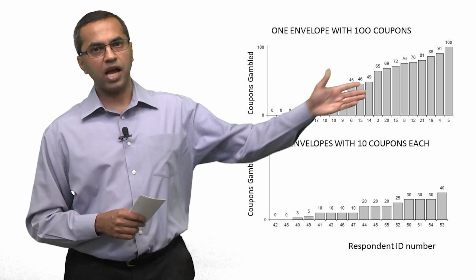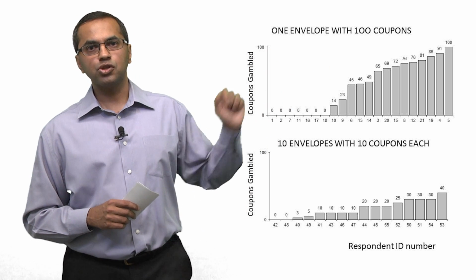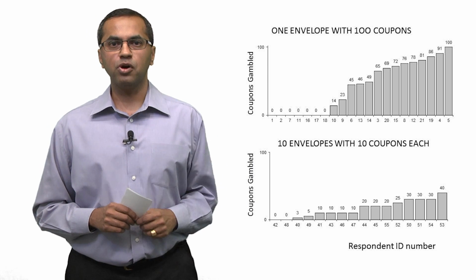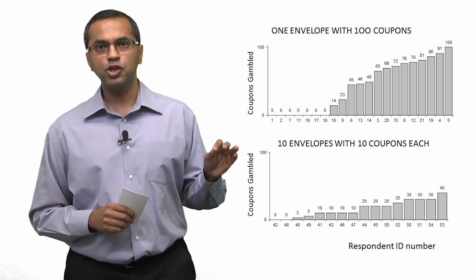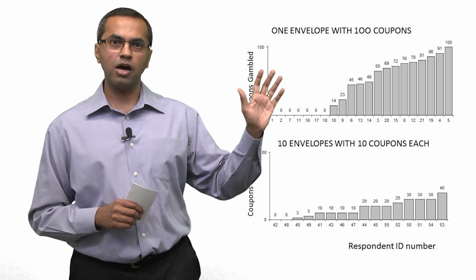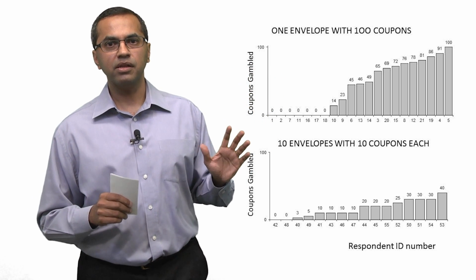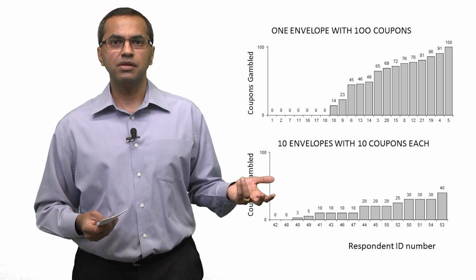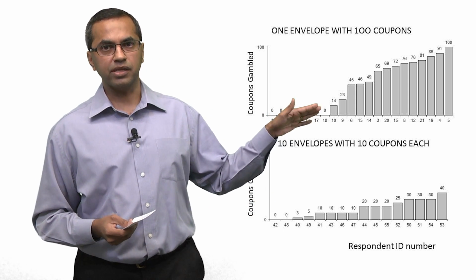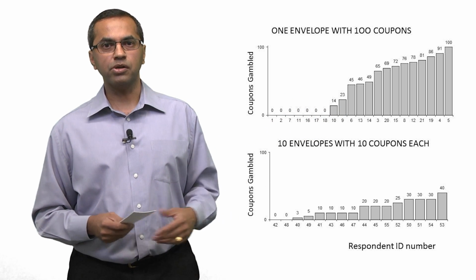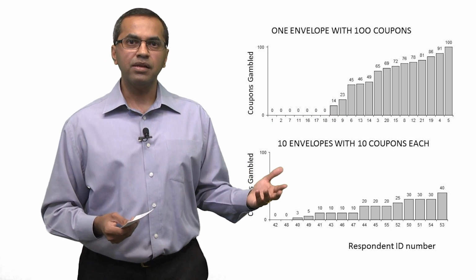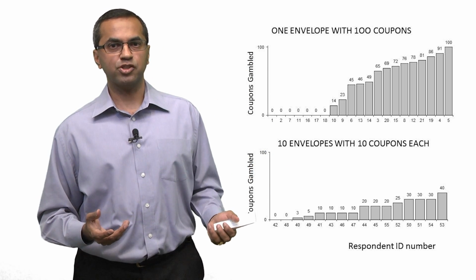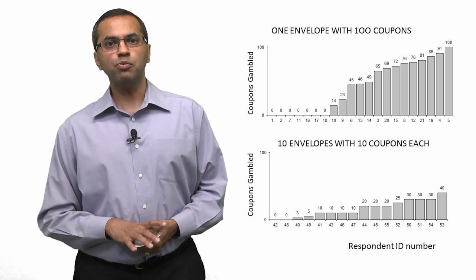What happened? Well, here's what happened. The panel on the top shows you the number of people who actually gambled a given number of coupons when they had 100 coupons in one envelope. So the panel on the top is for people that had all 100 in the same envelope. And what you see is a lot of people chose not to gamble. Right? So the first few bars are actually 0. Those are folks that didn't gamble at all. But boy, once they started gambling, the bars keep increasing in height. And what you'll see is that there was one person that actually gambled away all 100 of their coupons.